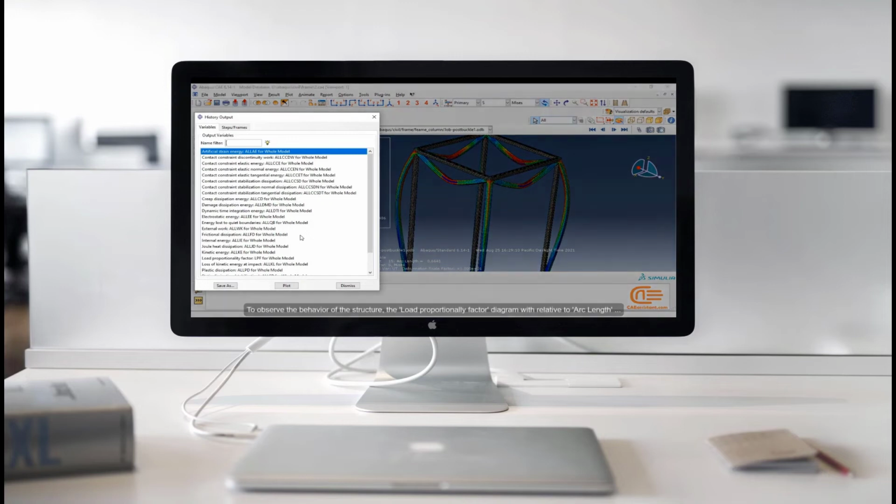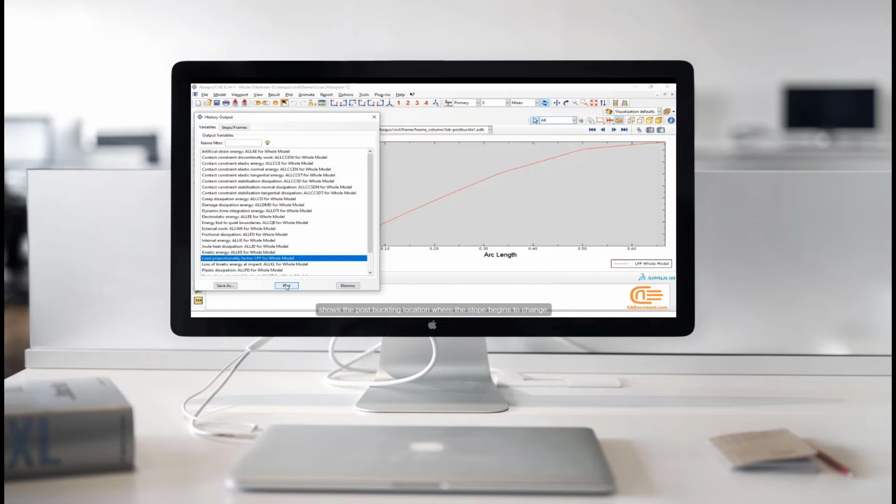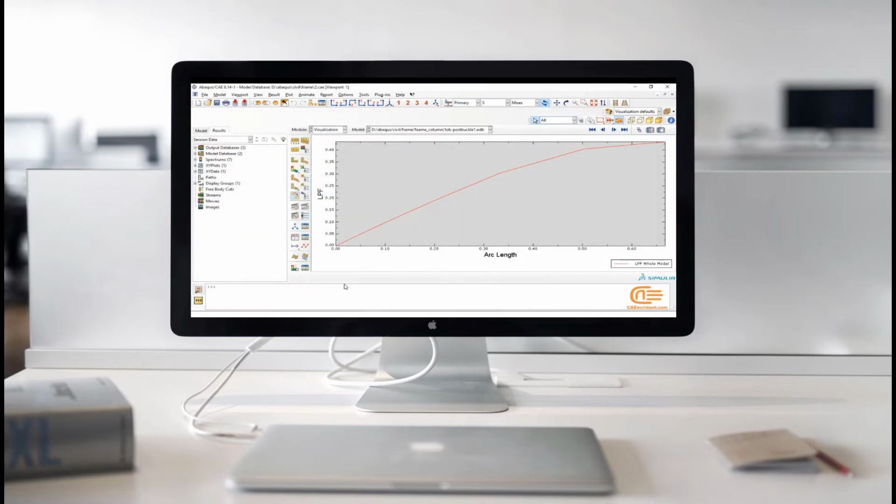To observe the behavior of the structure, the load proportionality factor diagram relative to arc length shows the post-buckling location where the slope begins to change.